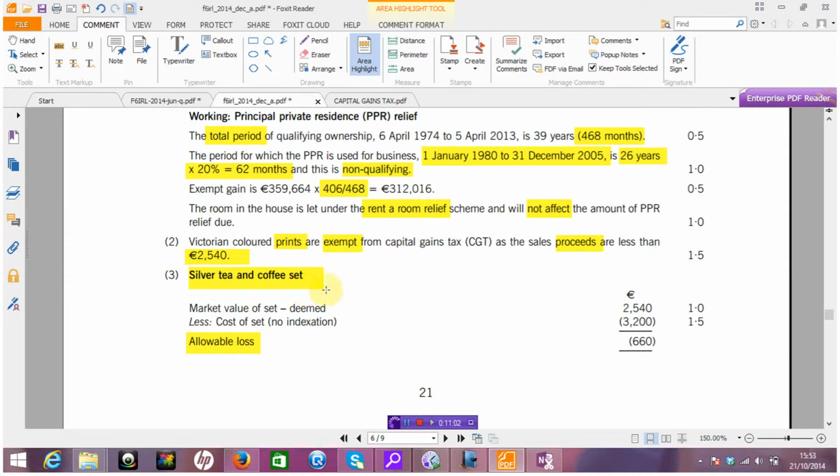Okay, asset number three was the tea and coffee set, and what we'll see in this particular case is that we have a loss, but what we're required to do under the chattel rules is to really deem the proceeds to be 2540. Okay, so we have that figure coming in again. So we have to, in effect, restrict the loss, and you'll note that there is no indexation at all because of the indexation rules on creating or augmenting a loss. So in this particular case, we have a restricted loss of 660 as a result of deeming the proceeds to be 2540.